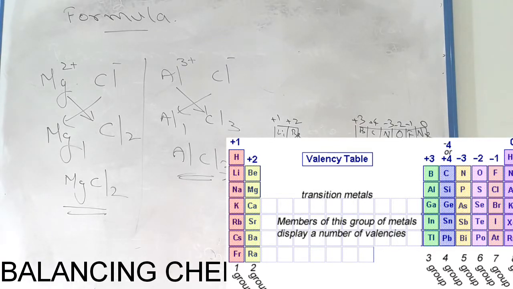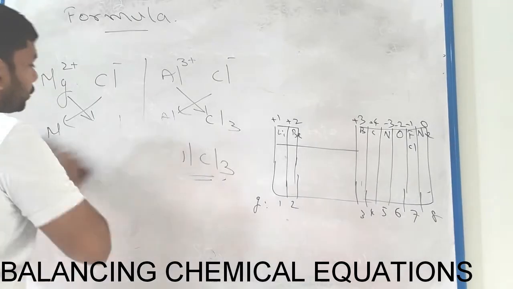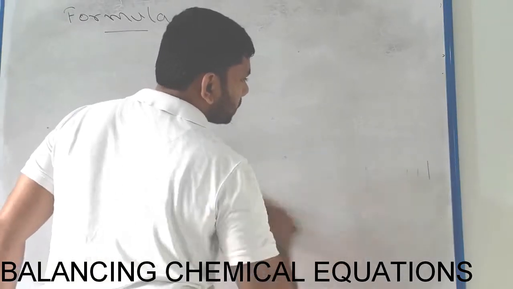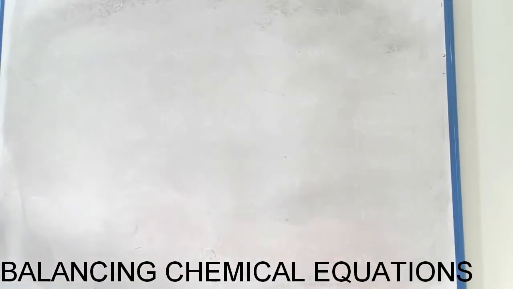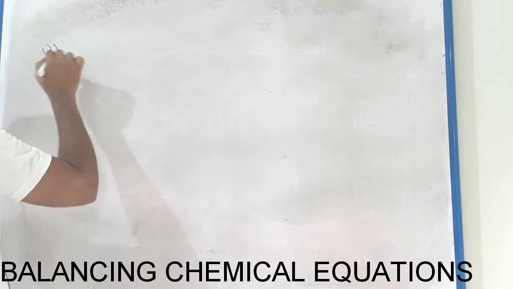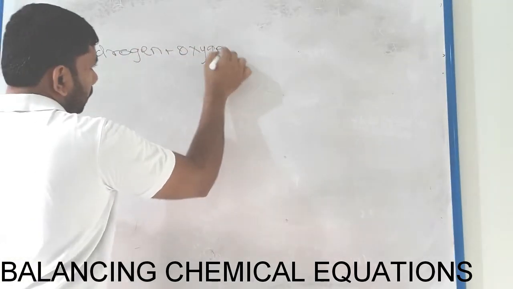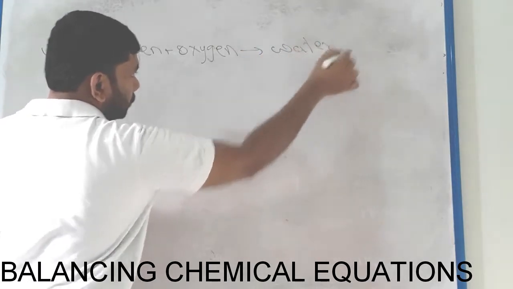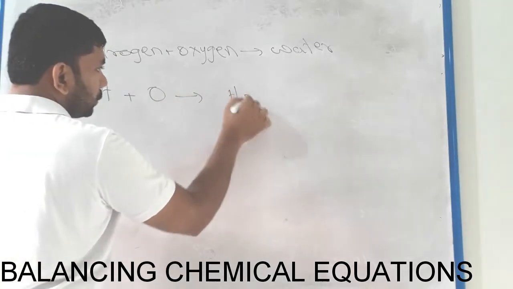After this, we have some examples of how to balance a chemical equation. Balancing chemical equations. First one, hydrogen plus oxygen giving water. What is the formula for water? H2O. Use your periodic table. Hydrogen H, oxygen O, water H2O.